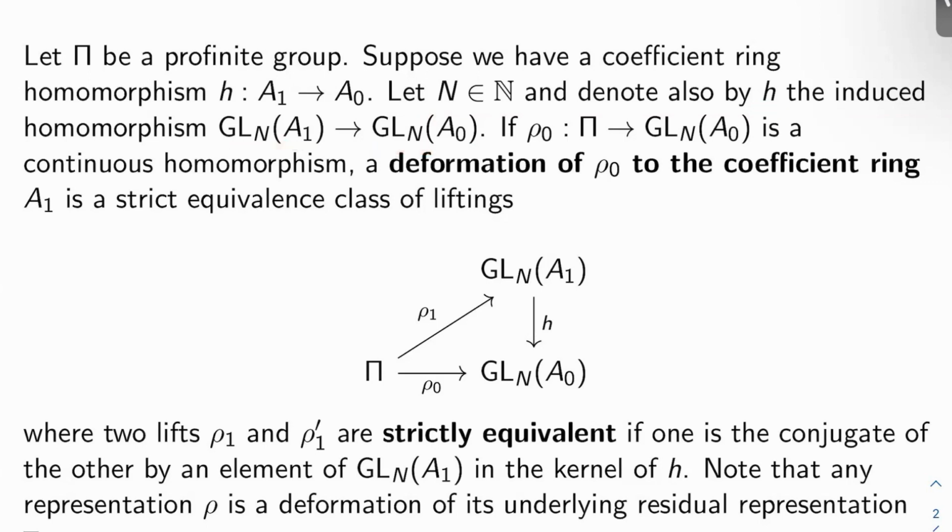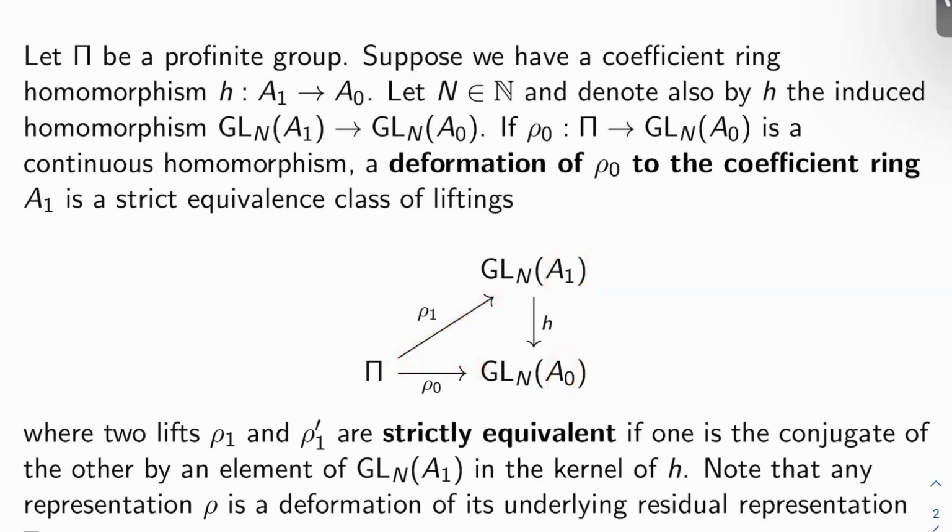of A0. If rho 0 from pi to GLN of A0 is a continuous homomorphism, then a deformation of rho 0 to the coefficient ring A1 is a strict equivalence class of liftings, rho 1, from pi to GLN of A1, such that the obvious triangle commutes. So you're literally taking rho 0 and physically lifting it up to A1 from A0.